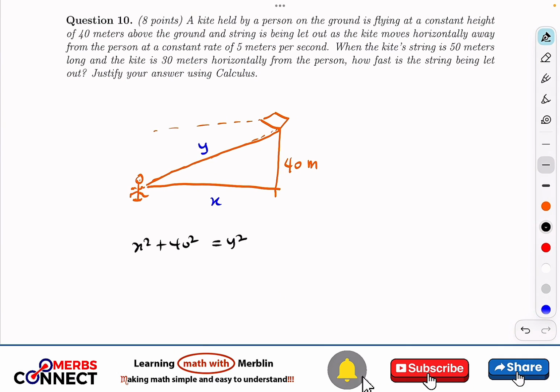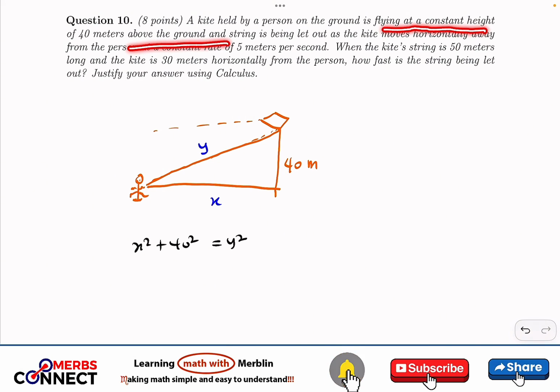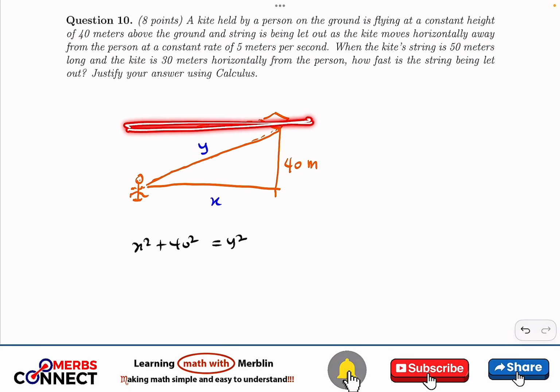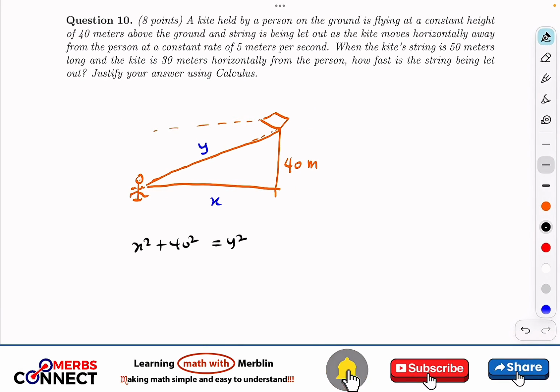Now I need to read further to know what is inside the function. The kite is flying at a constant height above the ground. The string is being let out as the kite moves horizontally away from the person at a constant rate of 5. Remember, this constant rate is the kite moving horizontally away from the person, and that is the x direction. So it means that dx over dt is equal to 5.